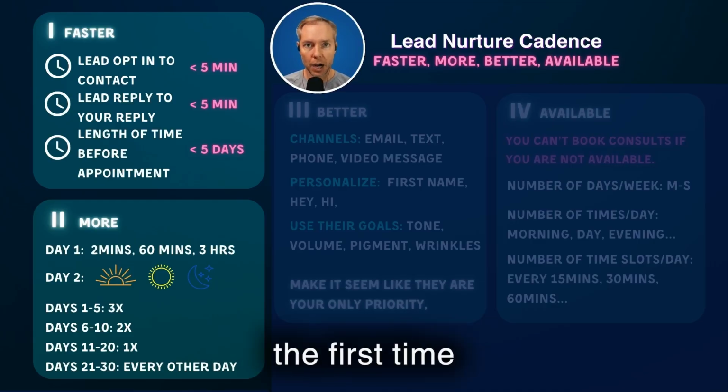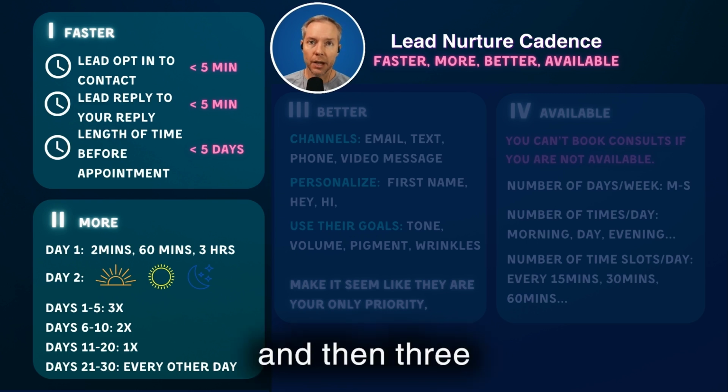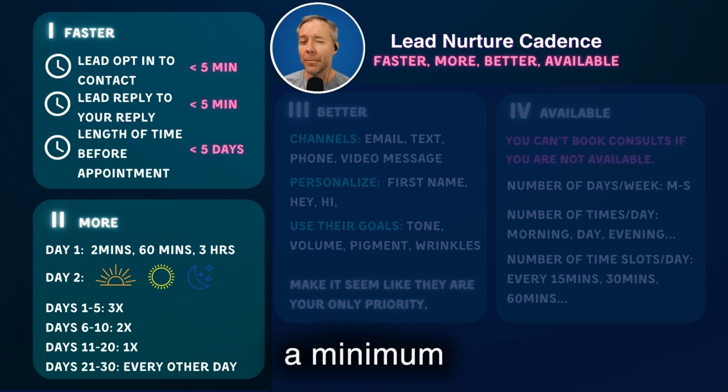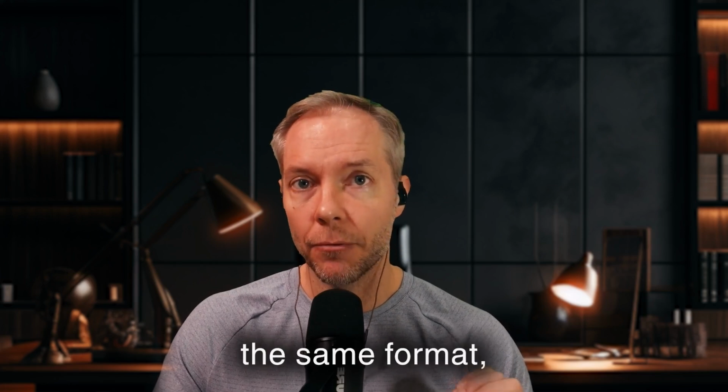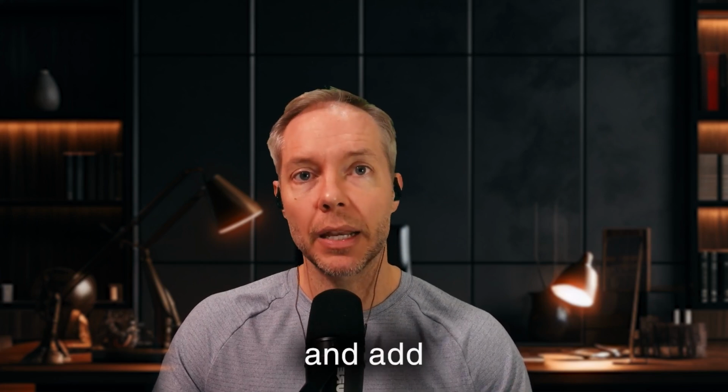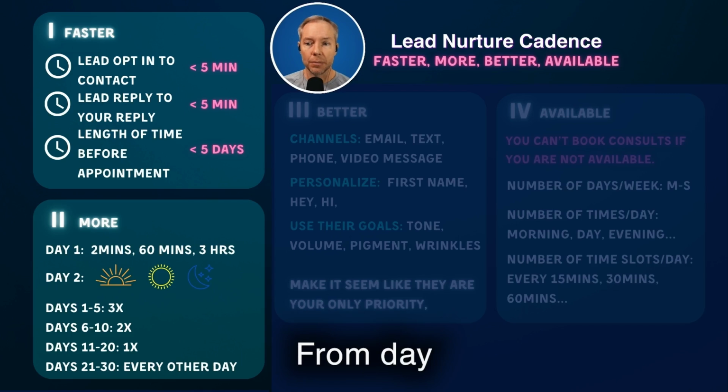So on the first time they opt in or they have a conversation, you're going to respond back in 2 minutes on day 1, then 1 hour later, and then 3 hours later. So you're going to hit them up a minimum of 3 times in the first 3 hours. Doesn't mean you're always going to use the same format, but you're going to mix it up and add different things, okay? From day 2 onward, for the next 5 days, it's going to be a morning, afternoon, and night.